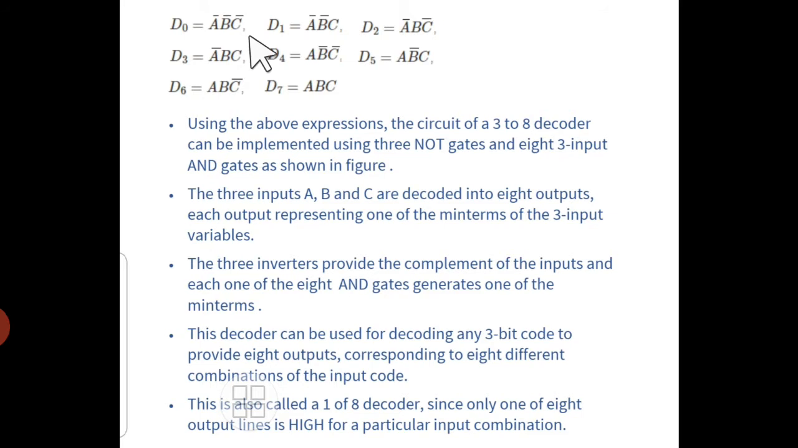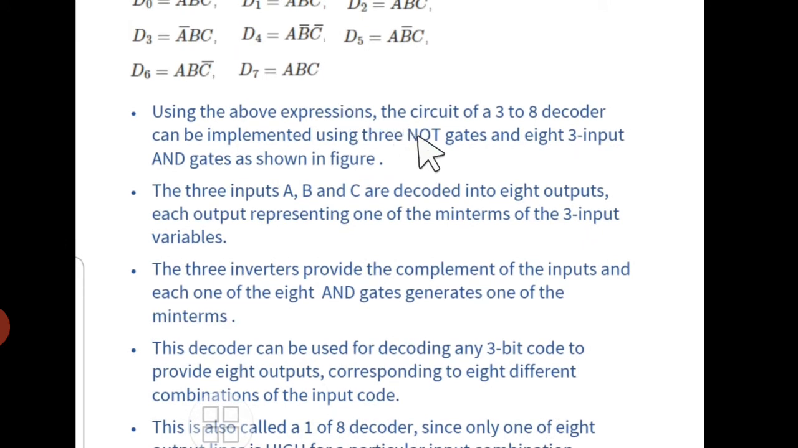D0 is here, so 0 is A complement, B complement, C complement. D1 is A complement, B complement, C. D2 is A complement, B, C dash or C complement. Similarly for D6 you can see A, B, C complement. For D7 it is A, B, C, which I have just talked about.